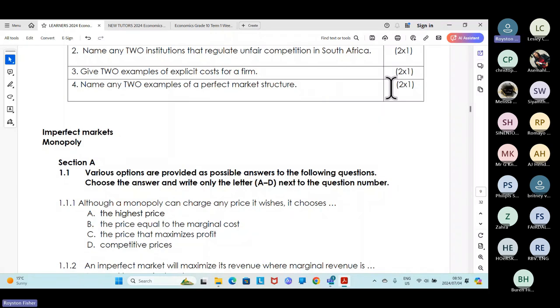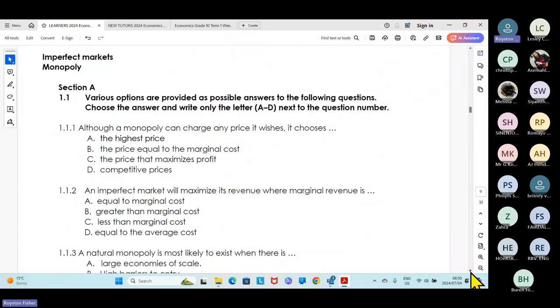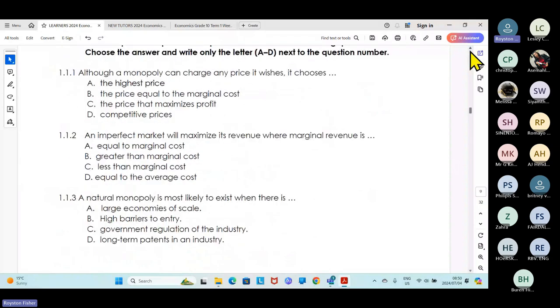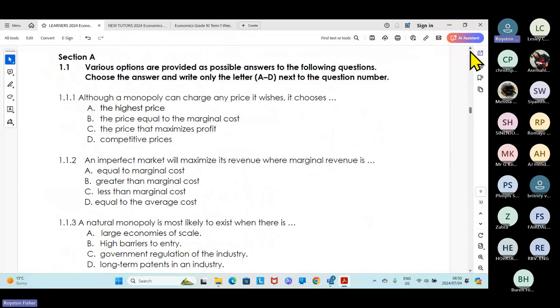Now remember we are doing microeconomics. So microeconomics has to do with perfect markets and imperfect markets. So the next section of our work, we are going to do imperfect markets, and we're specifically only going to focus on the monopoly structure for these particular questions. So you have about five questions. I'm going to give you 5 minutes to go through it. Of course, you have the booklet in front of you, so please make use of the booklet to write down your answer, and then when you compare, I'll just highlight what the correct answer is, so then you can also put in the correct answer. And of course, you must only give one option. Here they say choose the answer and write only the letter A to D next to the question number. So please do not give us more than one answer. So if you give A and C, unfortunately it's going to be incorrect. There's only one answer. So I'm going to give you 5 minutes to do it quickly.